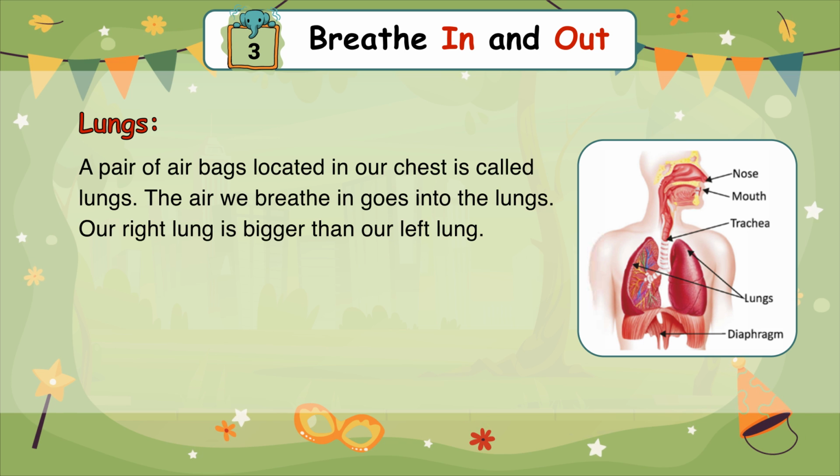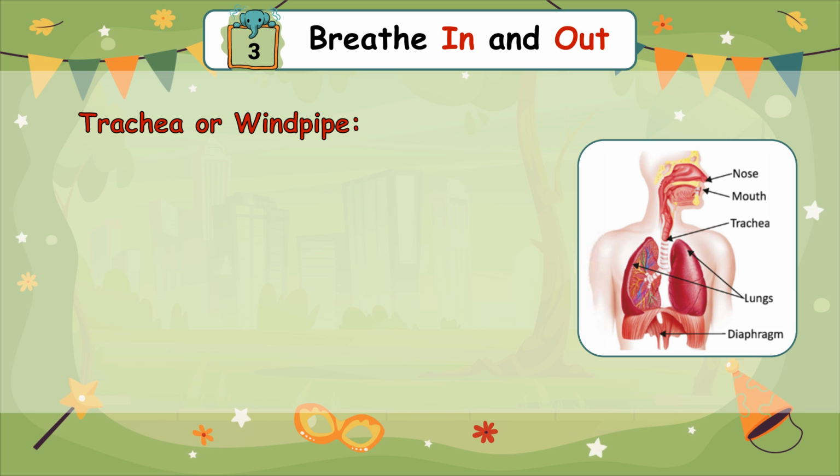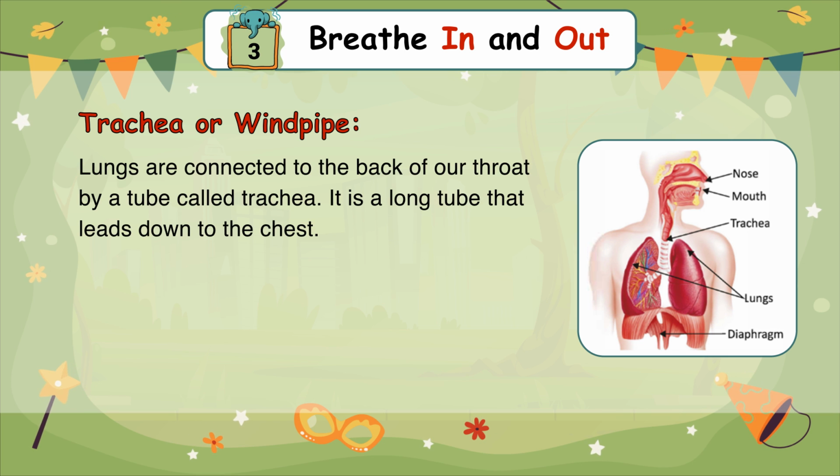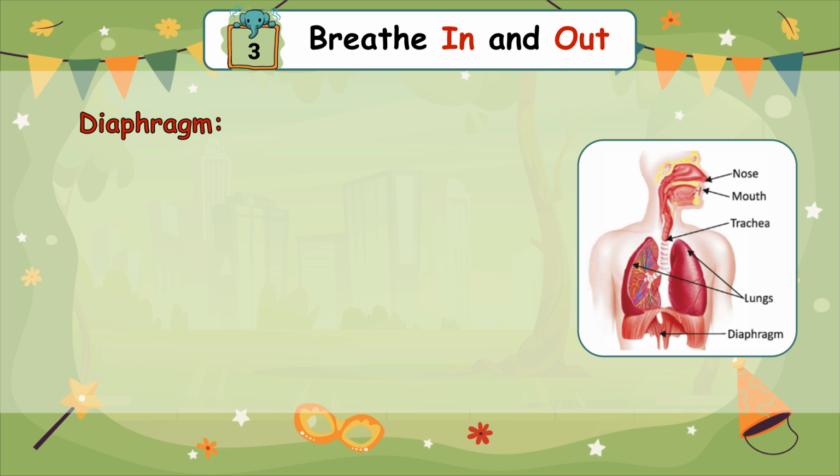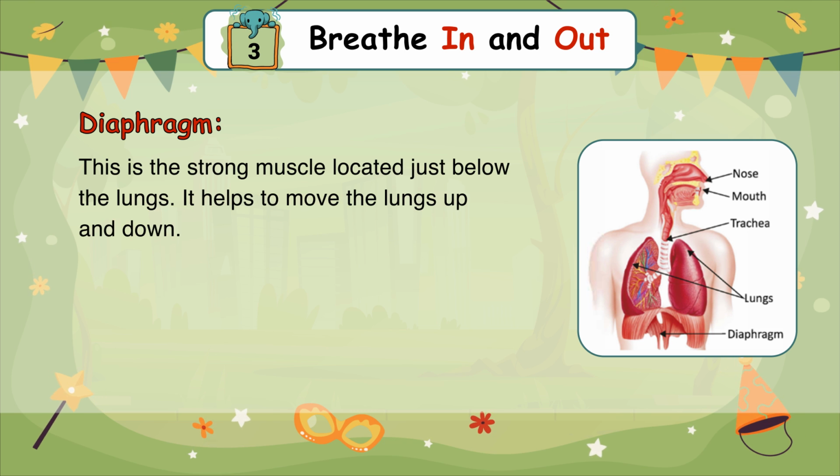Lungs. A pair of airbags located in our chest is called lungs. The air we breathe in goes into the lungs. Our right lung is bigger than our left lung. Trachea or windpipe. Lungs are connected to the back of our throat by a tube called trachea. It is a long tube that leads down to the chest. Diaphragm. This is the strong muscle located below the lungs. It helps to move the lungs up and down.